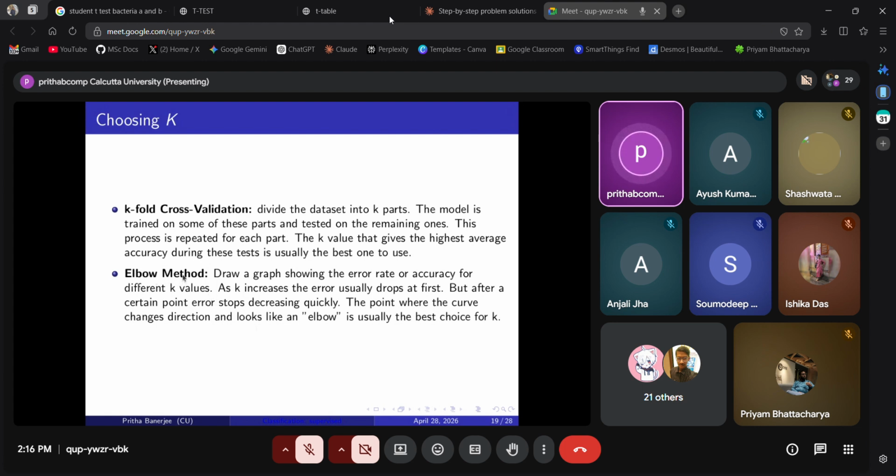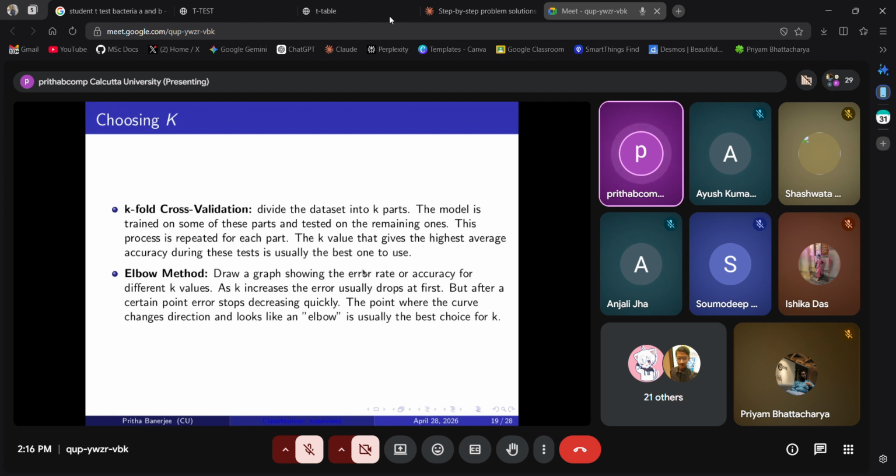So with a little bit of diagram, or maybe you can do a Google search also in order to find this. In the elbow method, what you do is you simply draw a graph showing the error rate or accuracy for different k values. So you will have an x-axis and a y-axis. On the x-axis you will have different values of k. On the y-axis you can have the mean square error rate, which is the number of mismatches for different classes and the average of it.